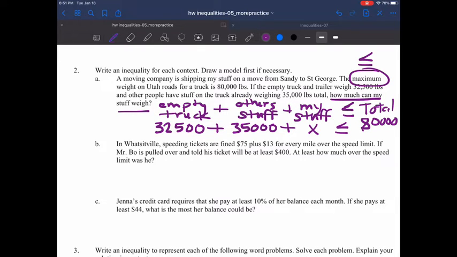And now this is going to be my equation. 32,500 plus 35,000 plus X is less than or equal to 80,000. You guys can combine these like terms right here by adding those two numbers together. And then you'll just have one number plus X is less than or equal to 80,000. You can set that up and solve it.